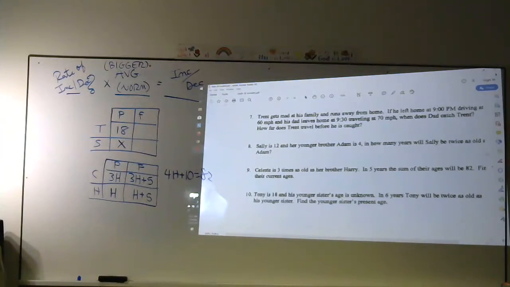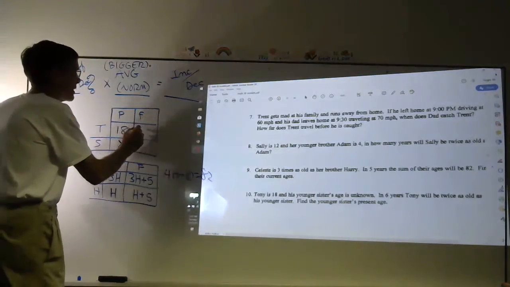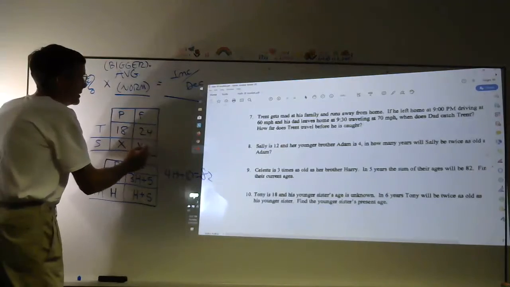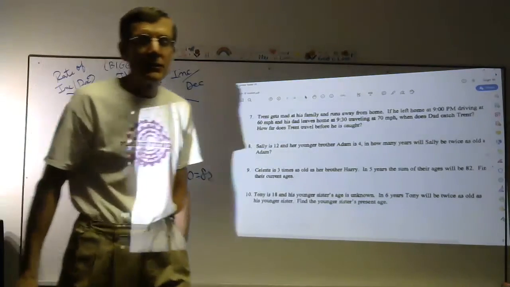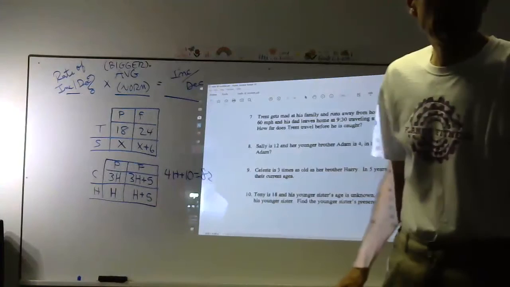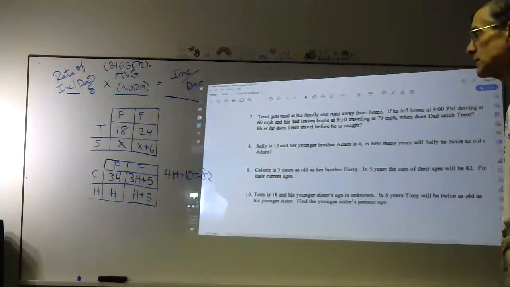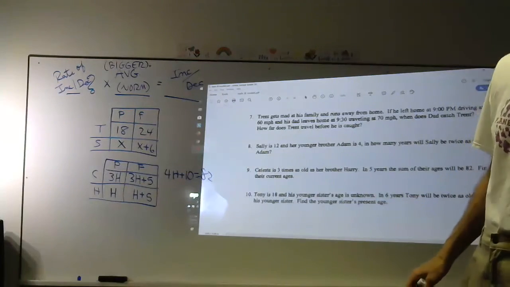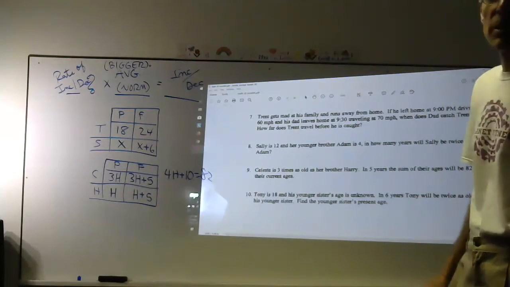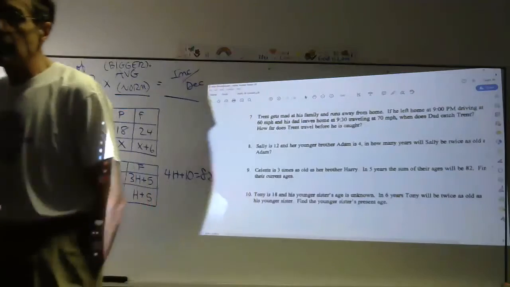In 6 years, stop. Don't even read the rest of the problem. In 6 years into the future, simply add 6. 24 and x plus 6. Everybody with me on this? Okay. You simply add 6 years on to both of them. 6 plus 18 is 24 and x plus 6. Now we've got the chart all set up.